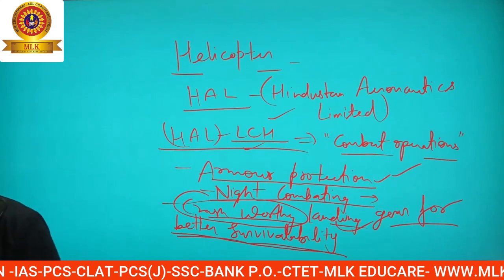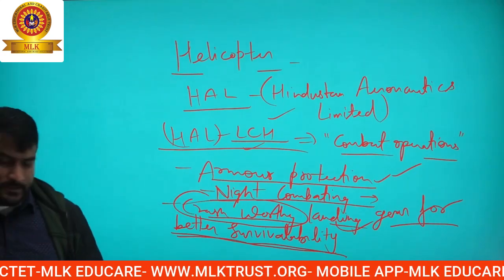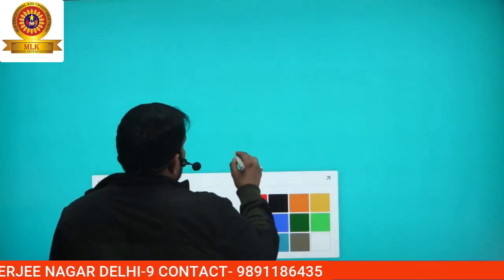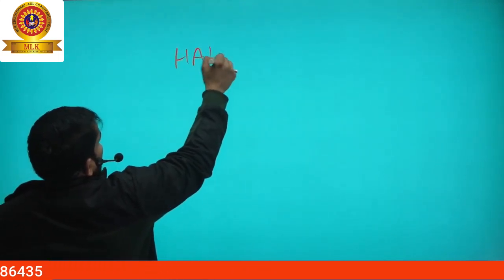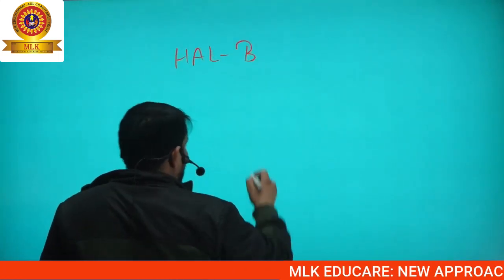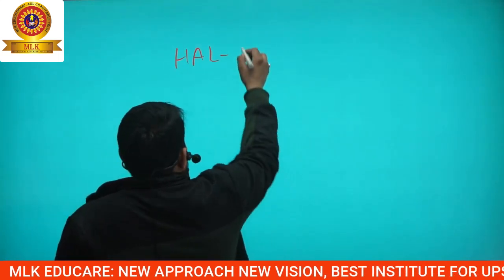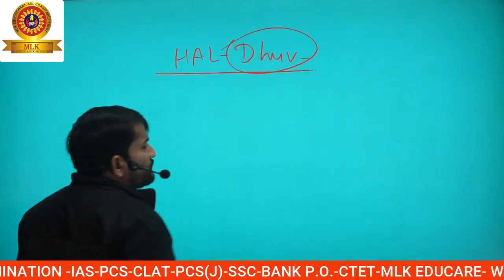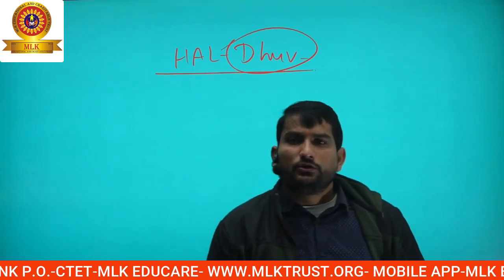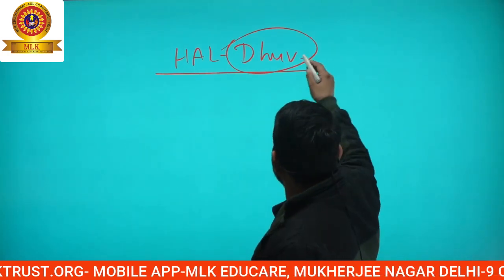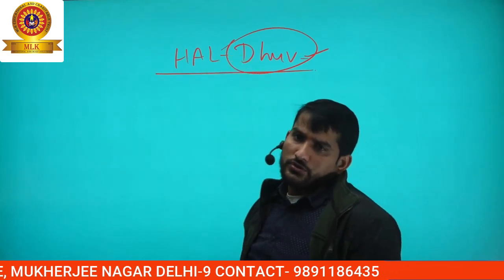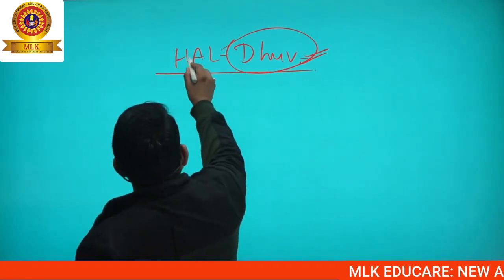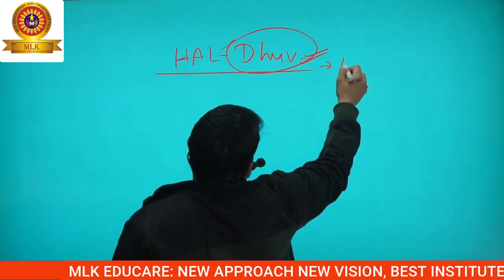Fine. So here is the first LCH of India. This is known as HAL Dhruv. What is Dhruv? Dhruv is the pole star. According to Indian mythology, Dhruv is a star situated at the highest position. Clear. So HAL Dhruv is a helicopter.